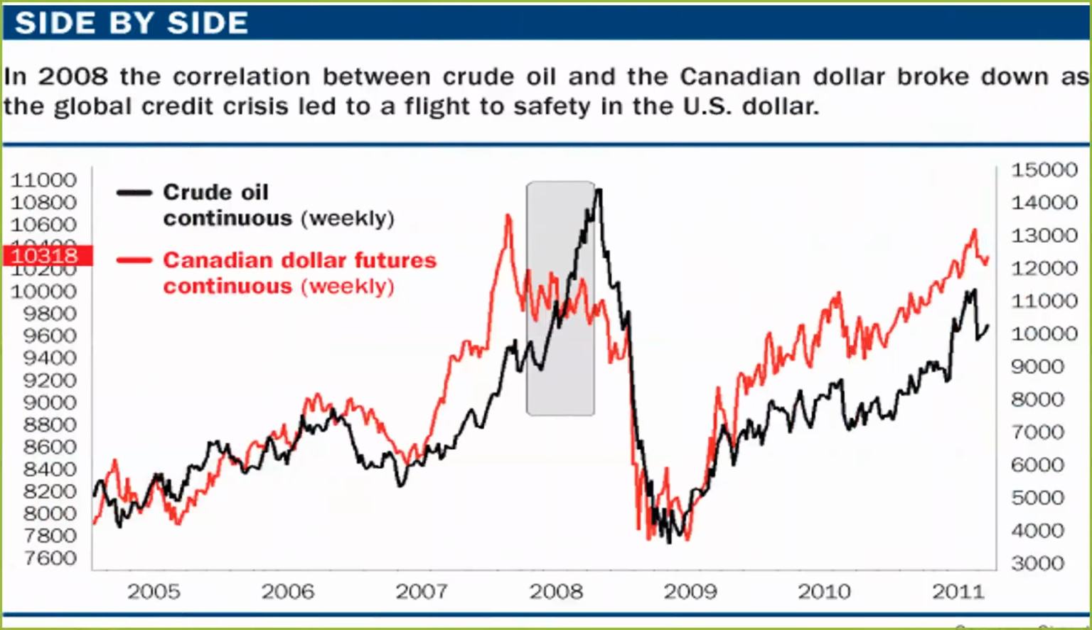Okay. So leading up to this gray rectangle, we've got, red is the Canadian. So here's the loonie, nice uptrend. Here's crude oil, nice uptrend. And they're moving together until right here. Crude is still going up, but the loonie is falling. That's a broken correlation. And it's a sign something changes in the wind, not necessarily today or tomorrow.